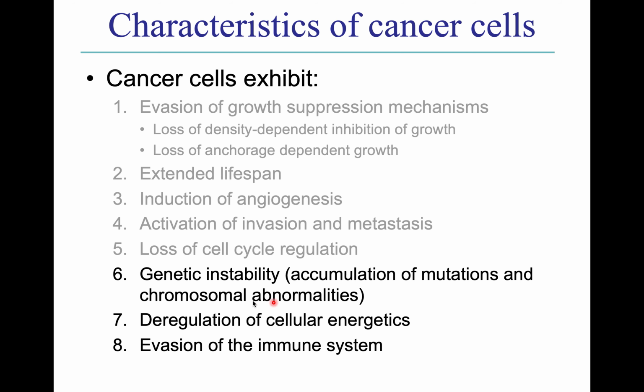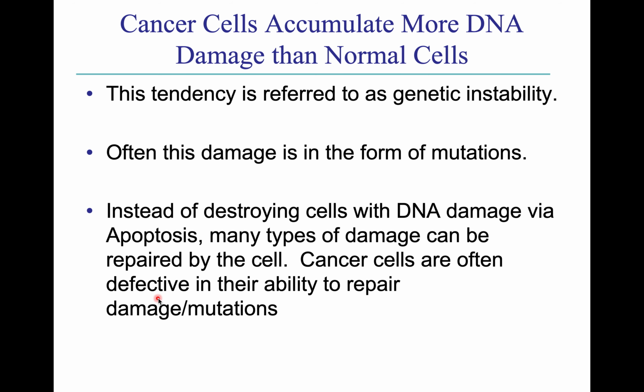Now, the 6th characteristic is genetic instability, which, as I said, is just accumulation of mutations and chromosomal abnormalities. And as we also talked about, normally mutations or chromosomal abnormalities will trigger apoptosis, but because cancer cells have often shut off the apoptosis pathway, ironically through mutation, they're able to stay alive.